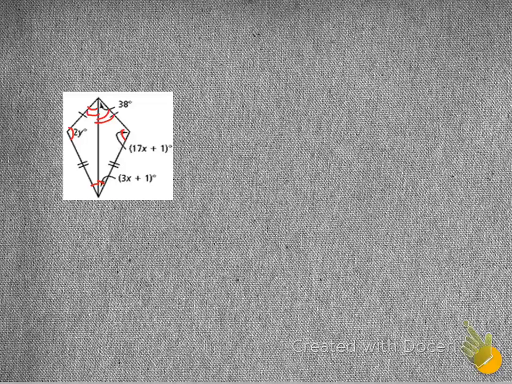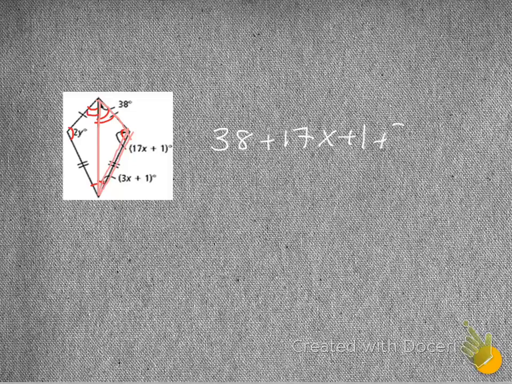So first up, it's hard to see, because I always mention you want to look to see if there are any smaller triangles in kites, because sometimes you can solve things in the smaller triangles. So if we're looking at this smaller triangle, all triangles should add to 180 degrees. So technically, if I add 38 plus 17x plus 1 plus 3x plus 1, it should equal 180 degrees because it's that smaller triangle. So let's go ahead and solve for x.